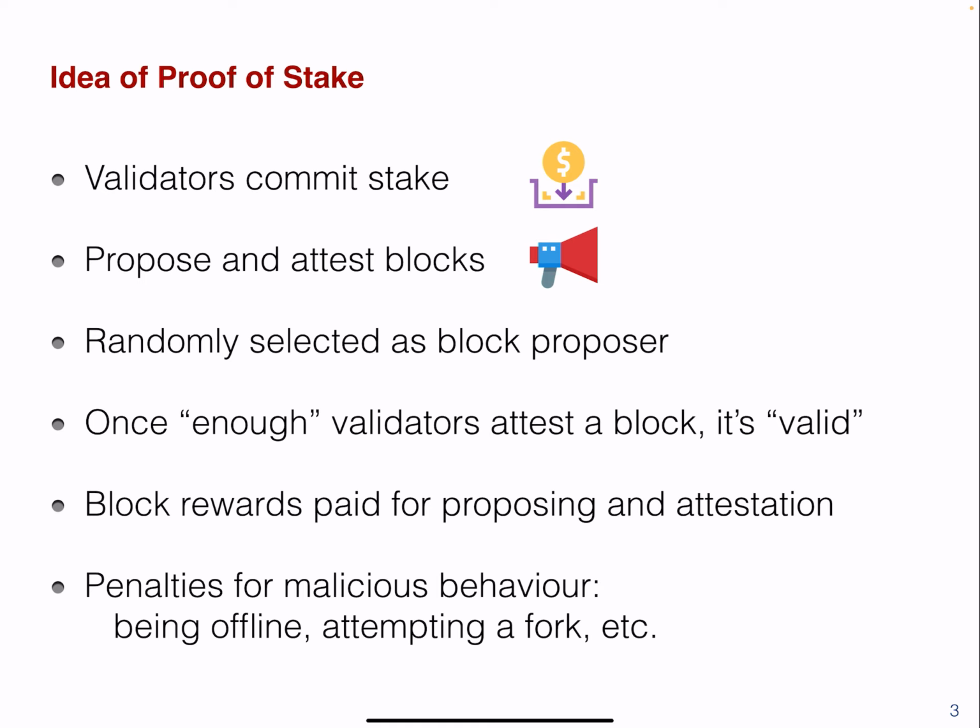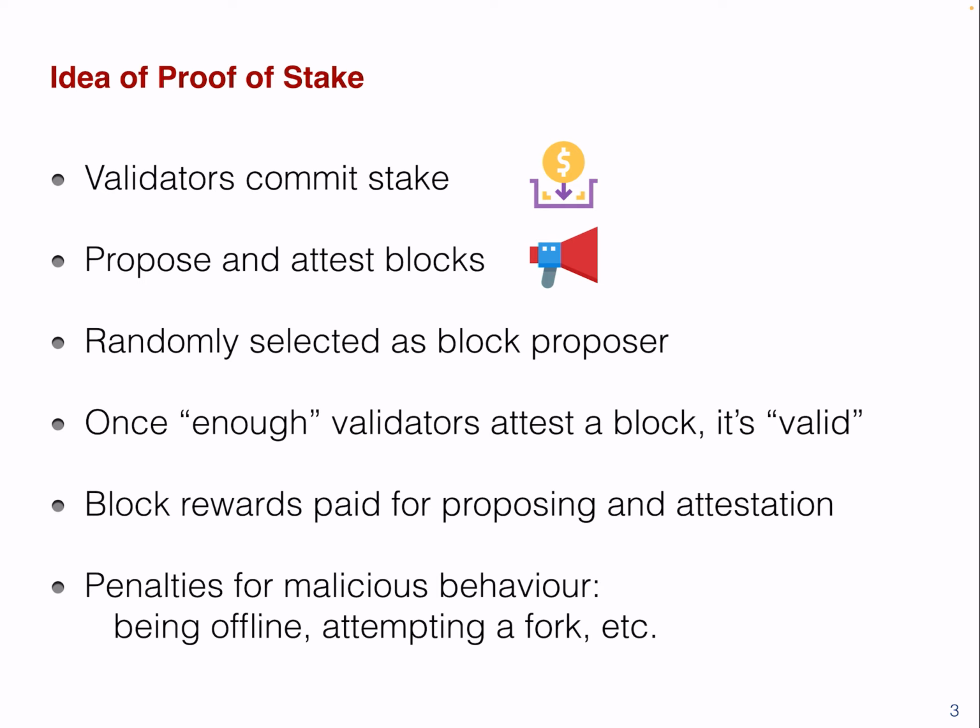Now, what's the idea of proof of stake? Well, the idea is that validators commit some stake, and then those validators can propose, and they can also attest blocks from other block proposals. So the block proposer is selected randomly. So we need some form of a random selection process to perform this. And once a sufficient number of validators attest the block, this block is considered valid. So we need some kind of a threshold here, or agreement of how much is enough. It's quite unclear.